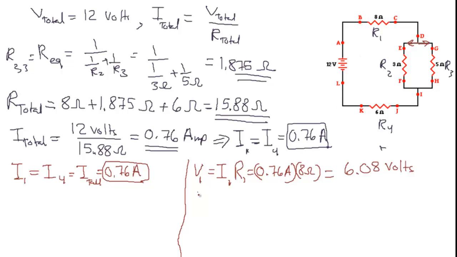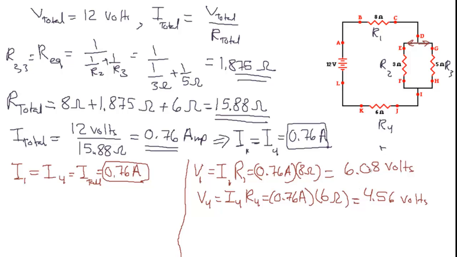Then let's find the voltage drop across resistor number 4, the 6 ohm resistor. It will be I4, which is also equal to I total, we already found to be 0.76 amps, times R4, which is 6 ohms. So when you multiply 0.76 amps by 6 ohms, this will yield 4.56 volts. And you expect the voltage drop here to be less than V1.